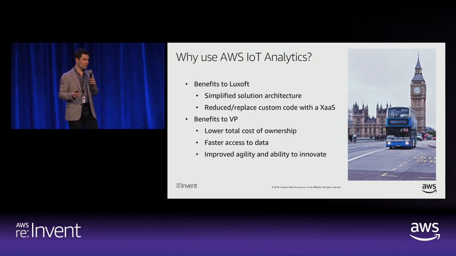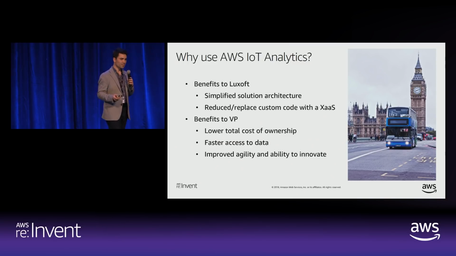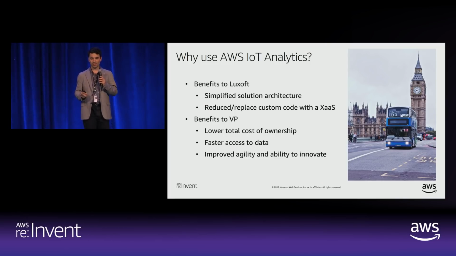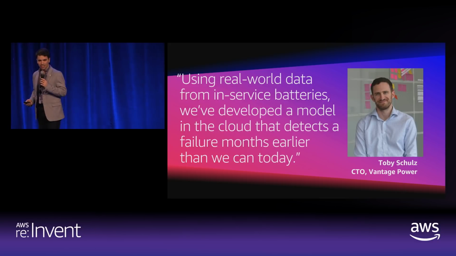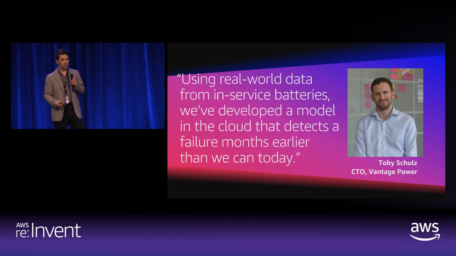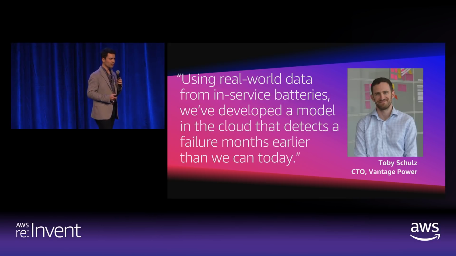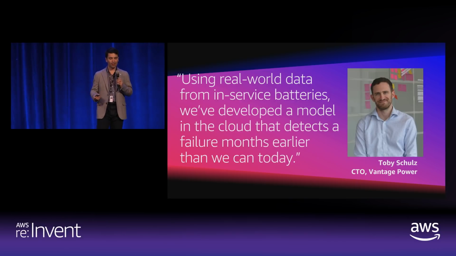But the real crux of the matter is, what is the result? After doing all of this, where did we get to? So this is a quote from our CTO and my co-founder. Essentially, using this data, we've been able to find out which cell is going to fail months earlier than we can today. And the best case scenario for us today is to see the data actually showing a fault on the battery in real time.